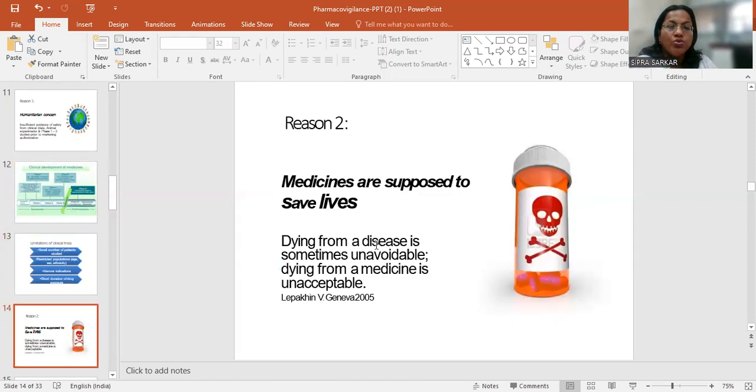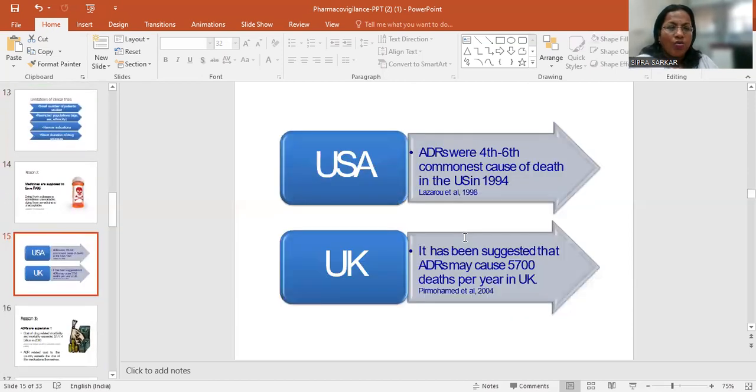Now, reason 2: medicines are supposed to save lives. Dying from a disease is sometimes unavoidable, but dying from medicine is unacceptable. We know this very well, so we should be very careful about choosing and taking drugs. In the USA, it was found that adverse drug reactions were the 4th to 6th commonest cause of death in 1994. And in the UK, it has been suggested that ADRs may cause 5,700 deaths annually. That means people are taking drugs irrationally, and there are numerous side effects because of drug-drug interactions, and people take drugs without knowing about drug-food interactions. As a result, adverse reactions occur, and people are dying.